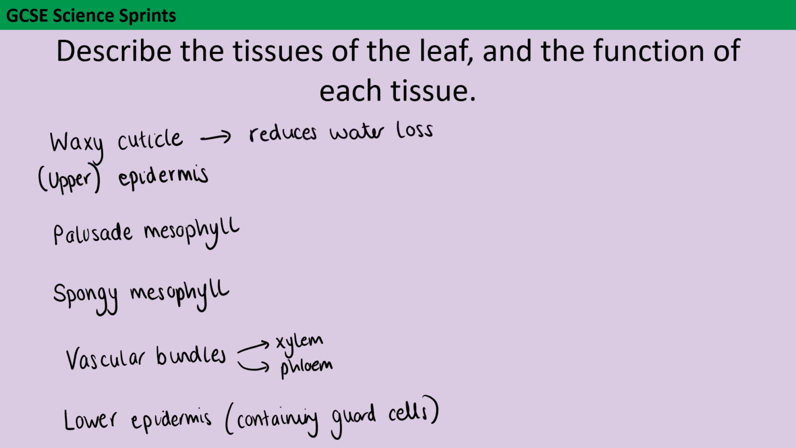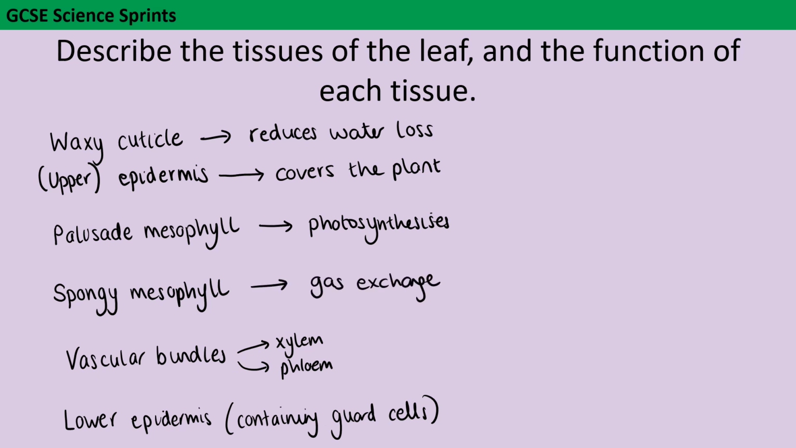The epidermal layers are there kind of like a skin. They're basically going to cover the outside of the leaf. And then the palisade mesophyll is the main site of photosynthesis. You do have photosynthesis happening in some other tissues, but that's primarily where it's going to happen. The spongy mesophyll is for gas exchange, so the exchange of carbon dioxide going into those cells to be used in photosynthesis and the oxygen coming out as a waste product.